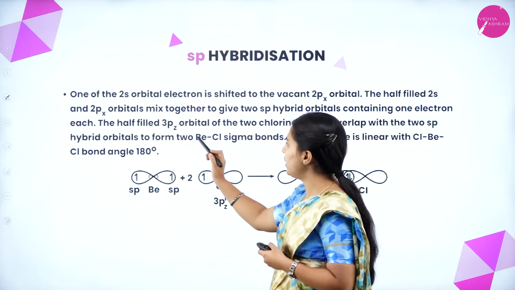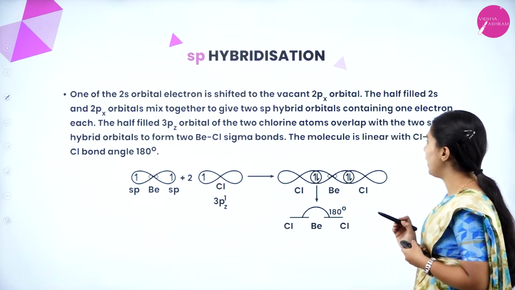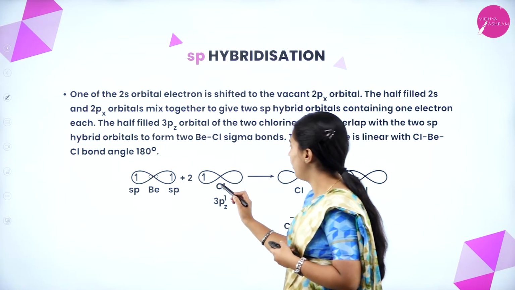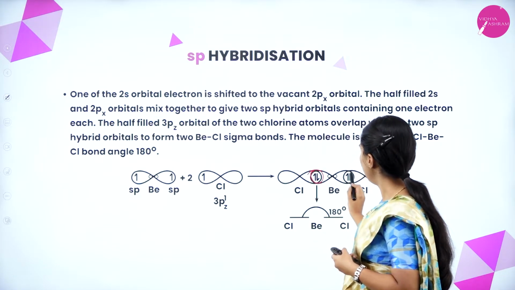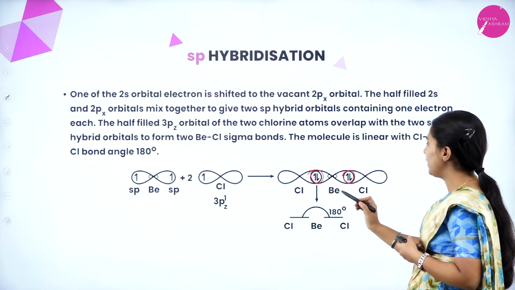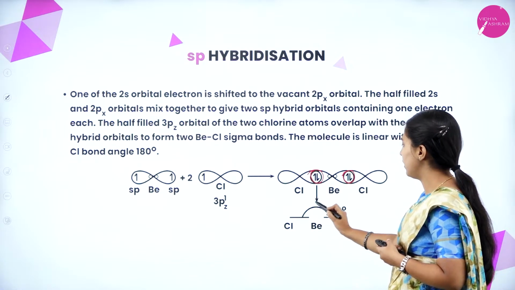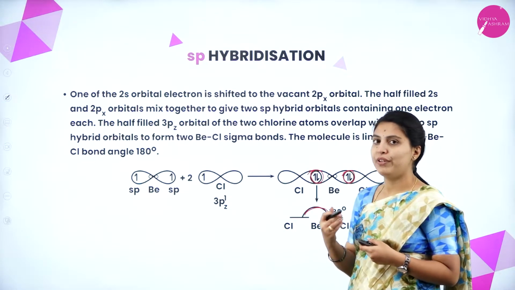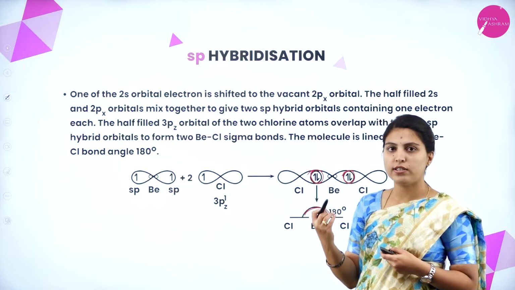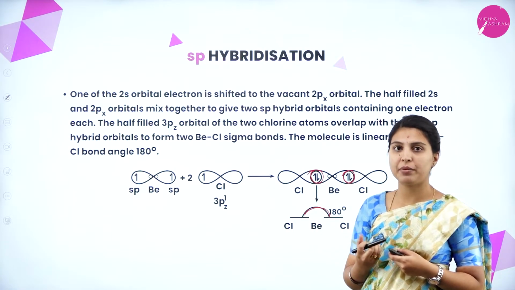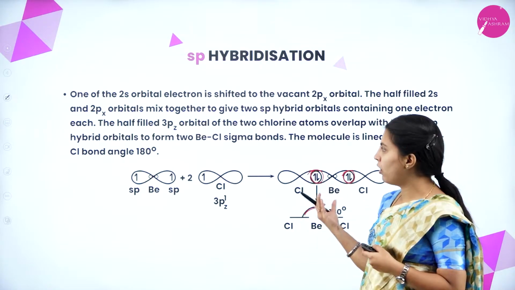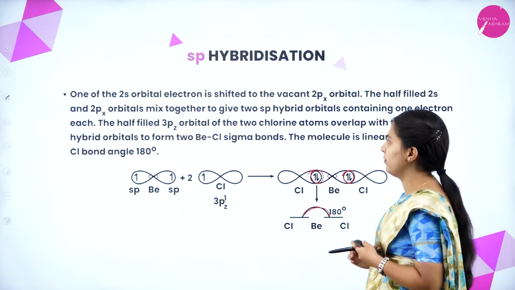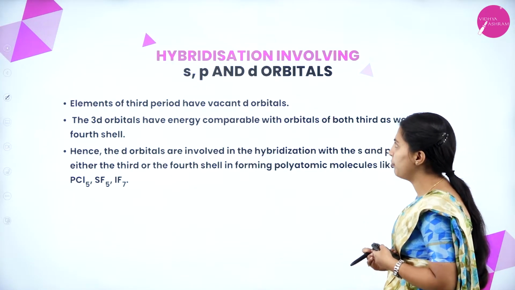The half-filled 3pz orbitals of the 2 chlorine atoms overlap with the sp orbitals to form Be-Cl sigma bonds. How it has been formed here, see. Here the intermixing is taking place, but it has a linear structure. See, a 180 degree bond angle is present. That is how we have to understand the concept of hybridization. By understanding the hybridization concept accurately, we can understand the geometry of each and every molecule. Here bond angle is also very much important.